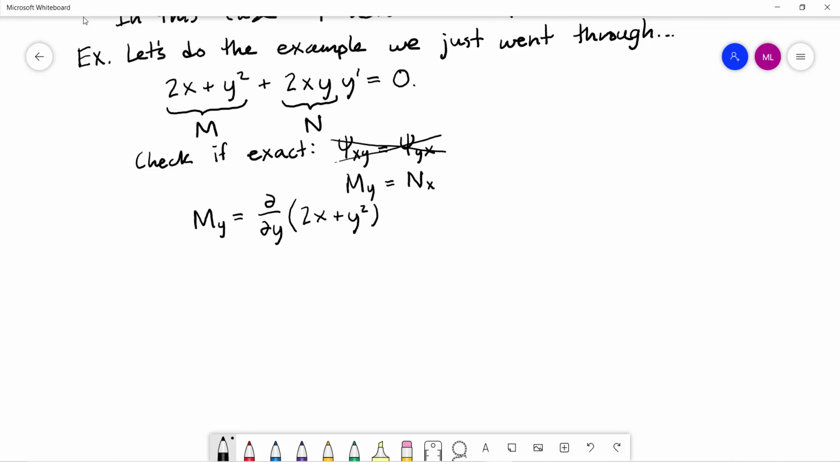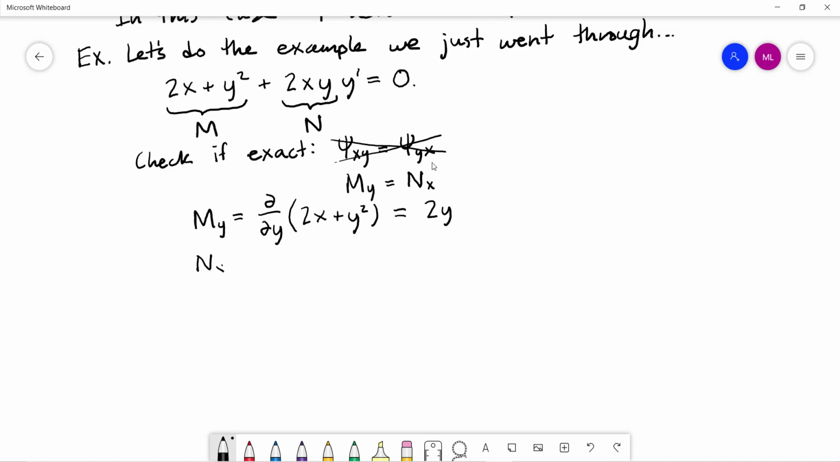Okay, so I want to take the y derivative of m. Here's m, here's the y derivative. What is the y derivative? Well, x, as far as y is concerned, is a constant. So when I take a derivative, this term is going to 0. What's the derivative of y squared with respect to y? This is simply going to be 2y.